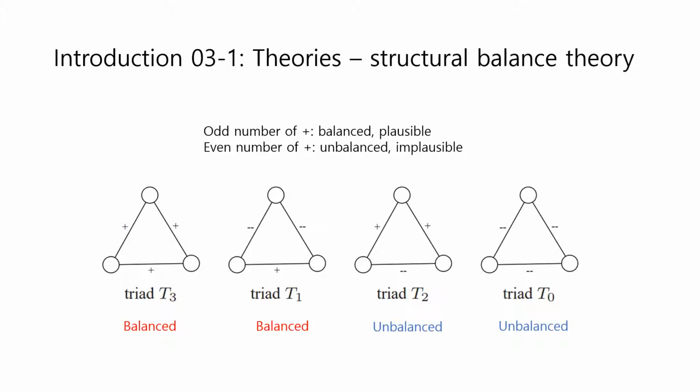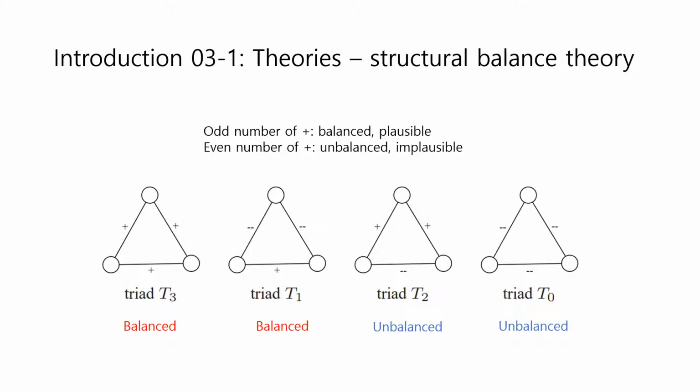With the assumptions listed in the previous slide, we can conjecture the plausibility of each type of triad. Previously, social psychologists called triads balanced when those triads satisfy the four presented assumptions, and they thought balanced triads are plausible and unbalanced triads are implausible. For example, since a friend of my friend is my friend, triad type 3 is balanced and hence plausible. On the other hand, since an enemy of my enemy is my friend, triad type 0 is unbalanced and hence implausible.